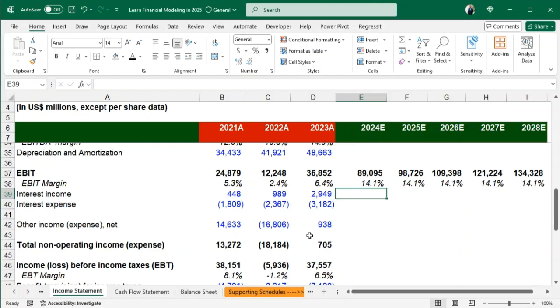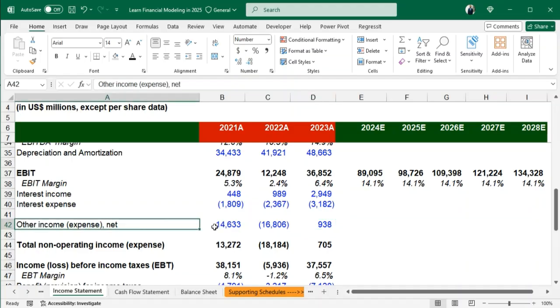All right, now let's come to other income or expenses. Other income or expenses. Now, in order to properly model this line item, we would need a better understanding of what exactly it entails. All right, this other income here.